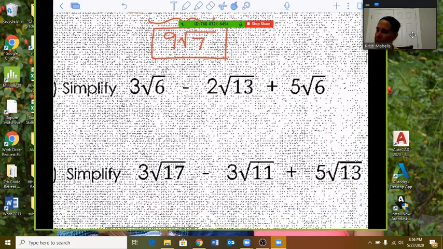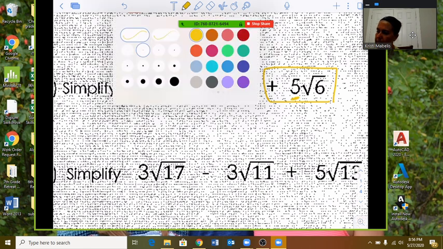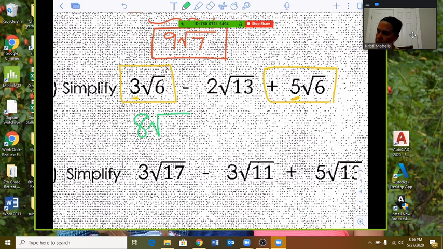Okay, take a look at the next one. We have 3 terms. We have 3 radical 6 minus 2 radical 13 plus 5 radical 6. So when you scan those, which are considered like terms? Yeah, the ones with the radical 6, and this one also has a radical 6. So I can add that together. So I'm going to add my front numbers, 3 and 5, and get 8 radical 6. Now the 2 radical 13 doesn't have anything else to match up with, so we'll just bring that down, minus 2 radical 13, and done.